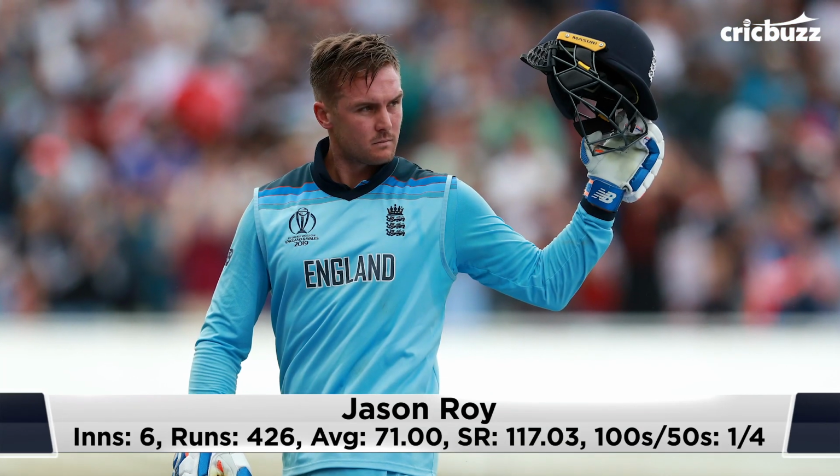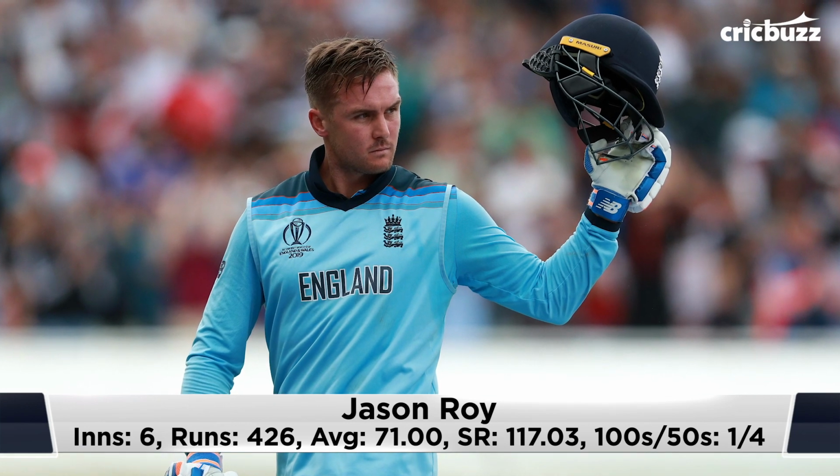But the player who caused the turnaround for England, got them into the final, also averaged 71, but with a strike rate of 117, 426 from 6 games. I'm actually having Jason Roy in my World Cup 11 to bat alongside Rohit Sharma. I think his bludgeoning style at the top would give Rohit Sharma the time he needs, what Shikhar Dhawan did for a while, and let Rohit build and score those 100s. So I've got Rohit Sharma and Jason Roy.